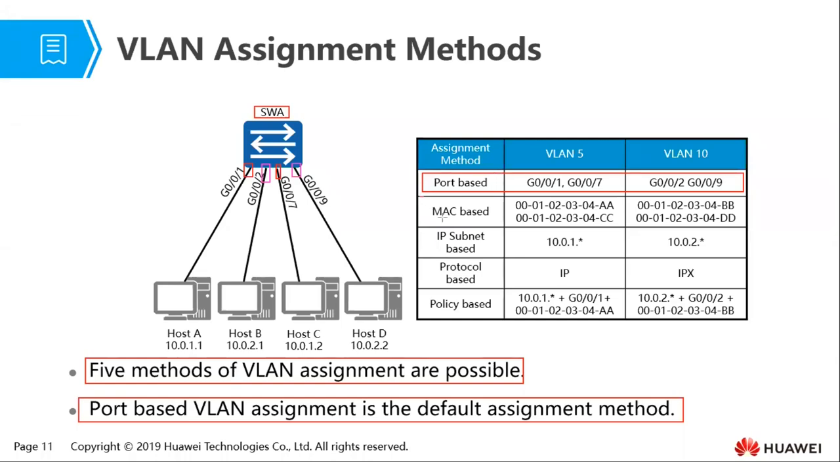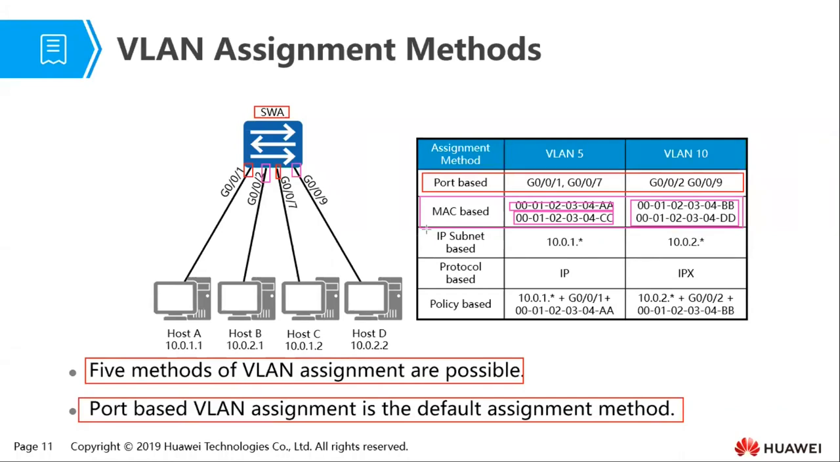Then we have what we call MAC address-based. In the switch, again, we configure that any device that has this MAC address is on VLAN 5. Here we are adding host A and host C to VLAN 5, and host B and host D to VLAN 10 on the switch.